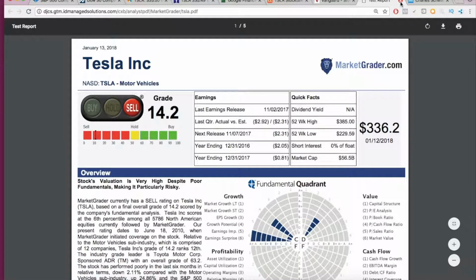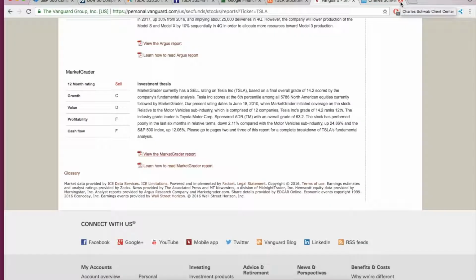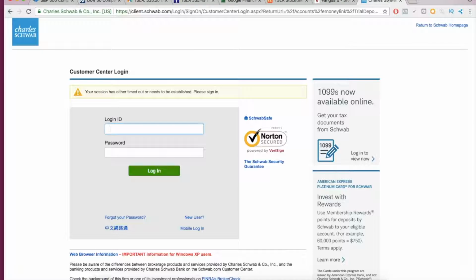Remember, every report, every analysis, every piece of news, every piece of documentary that they do regarding a stock is based on publicly available information. They're supposed to be. Now, moving on to Charles Schwab as a tool, let me just scroll through here and show you what this is.